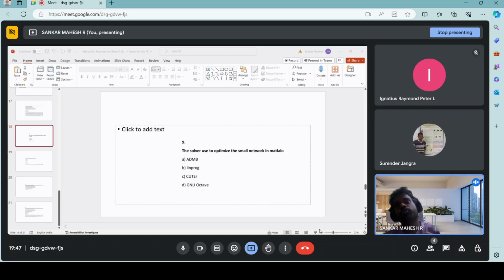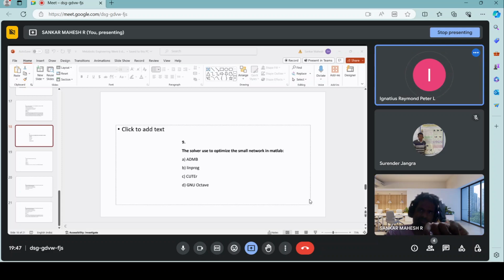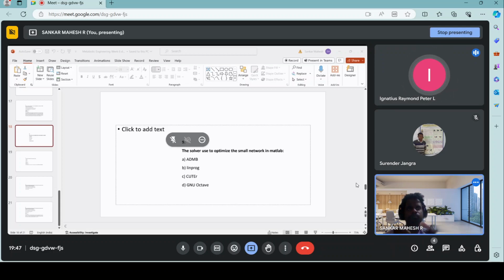Okay, so Ignatius, do you want to share what you think about this? Yes, I'll give it a try from the lectures that we have attended. In order to optimize this small network in MATLAB, I think it is linprog, because I've seen the statement that linprog is used to optimize the F value. So I'm going to go with linprog. Okay.